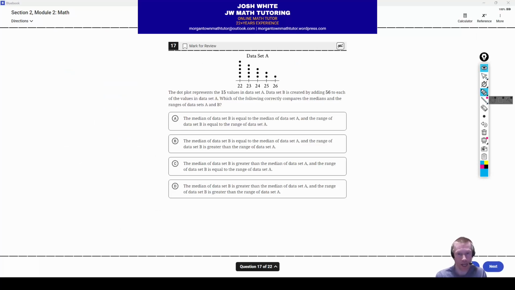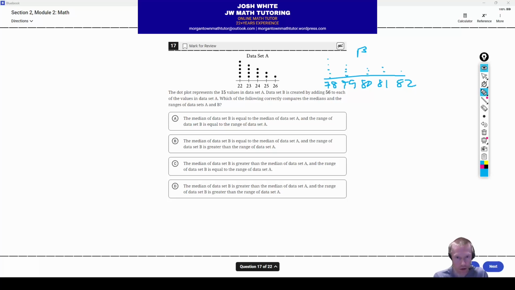All right, next question. We have a data set given in a dot plot here. In this one, we're told that you make a new data set by adding 56 to each value. So data set B is going to have, for its values across the bottom, 78, 79, 80, 81, 82, and then the same counts, 5, 4, 3, 2, 1. And they're asking us to compare the median and the range of each of these.